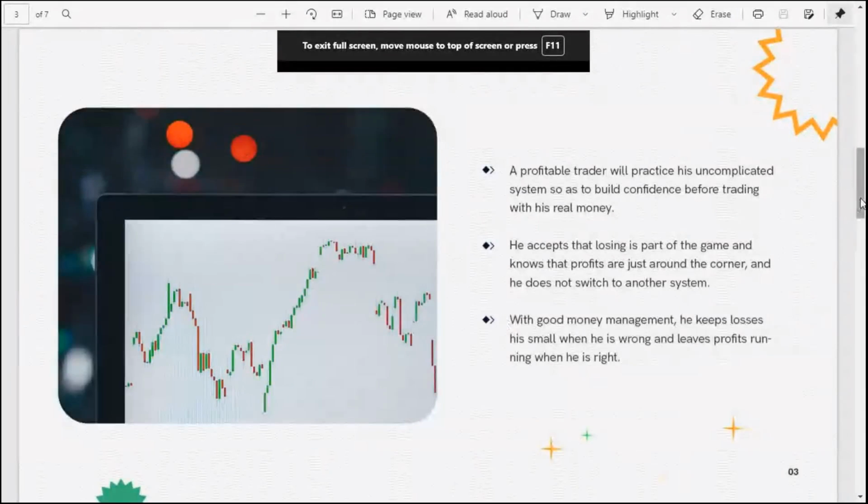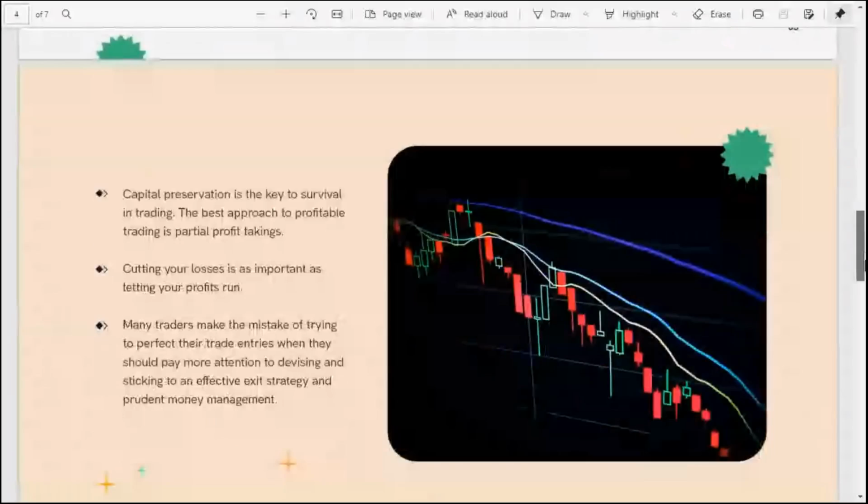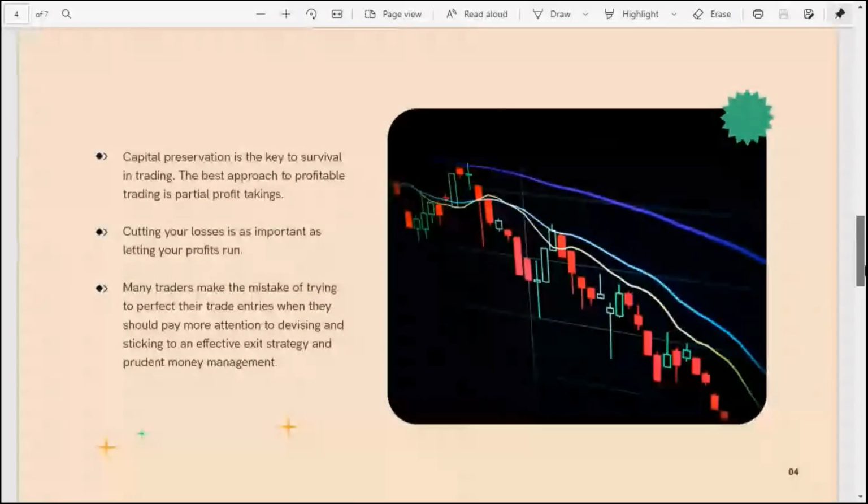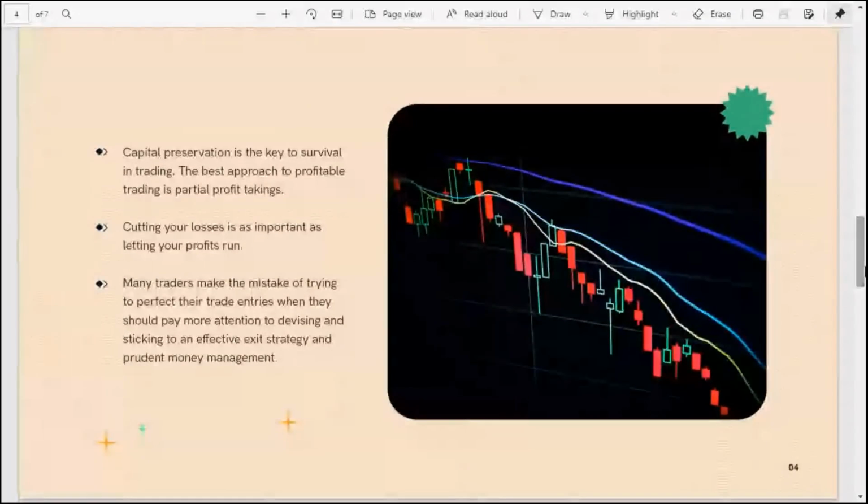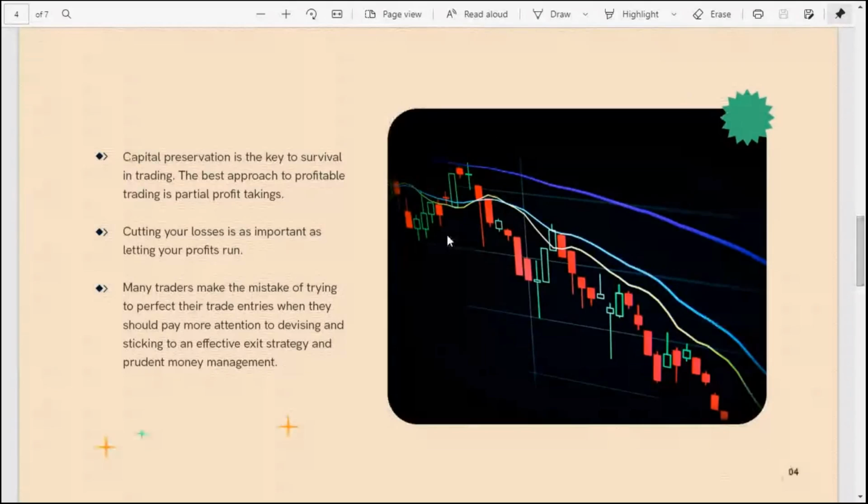Now, let's go to the next slide. You see, when you're trading the global financial markets, there's one thing that is of the highest importance to you as a trader, which is capital preservation. Capital preservation is the key to survival in trading. Once you can preserve your capital, how do you preserve your capital? Risk management, and taking profit or taking partial profits. That's the best way to become profitable in trading.